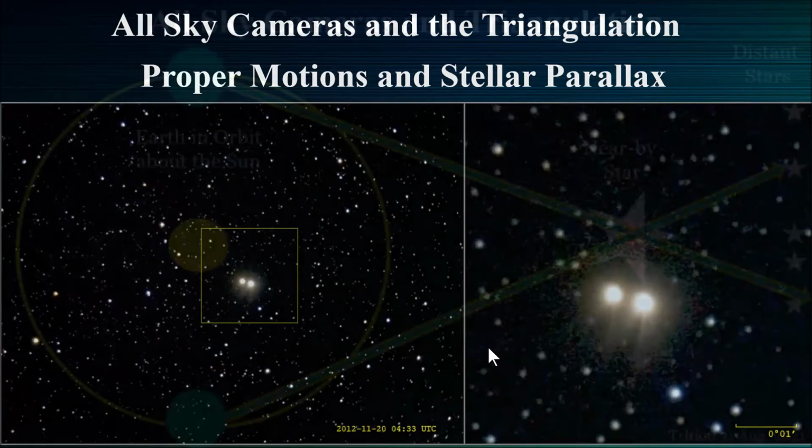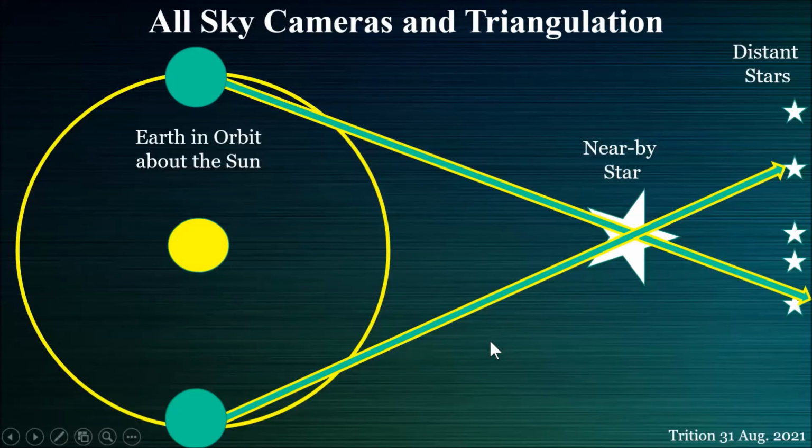What is parallax? A very simple diagram. Basically, the Earth's orbit about the Sun, a nearby star that is close, and the distant stars, and we are simply measuring the change of position of the star as the Earth moves 6 months through its orbit. It's a simplified diagram, but it gives a clear indication that you can in fact measure the parallax.